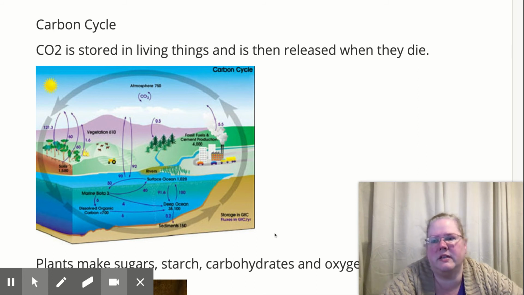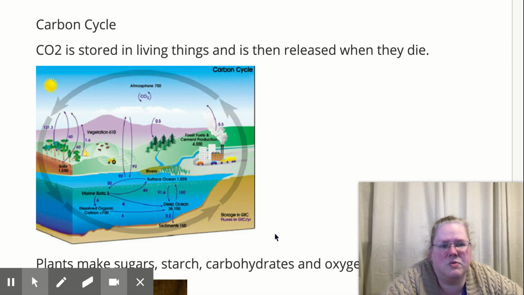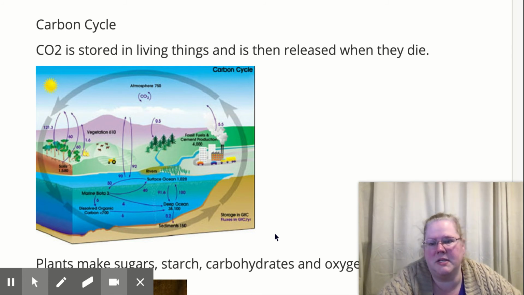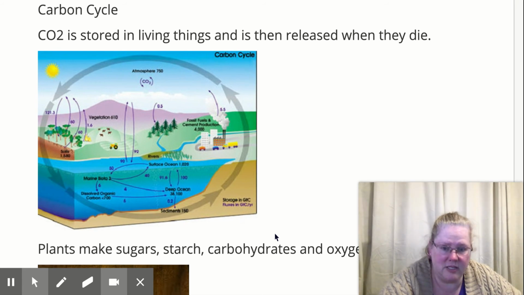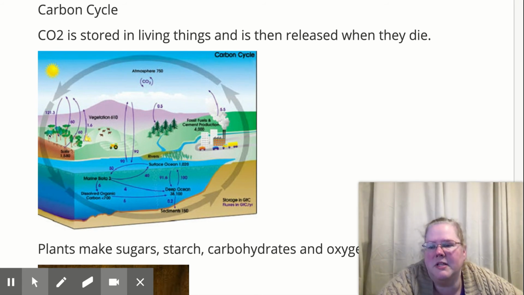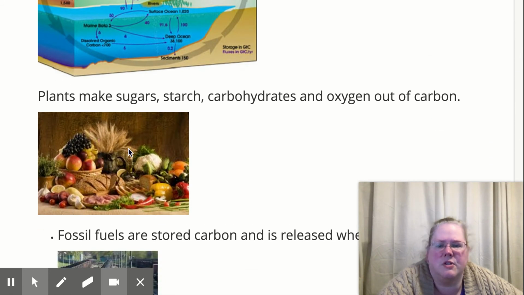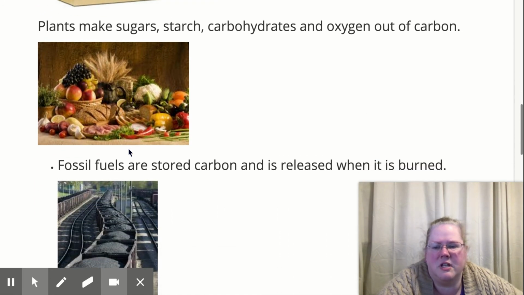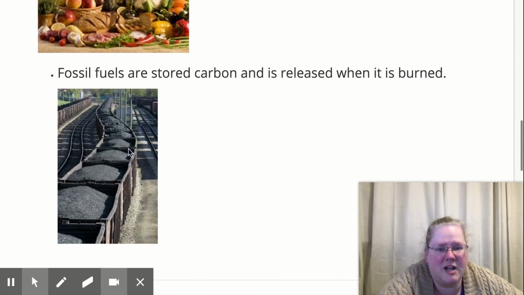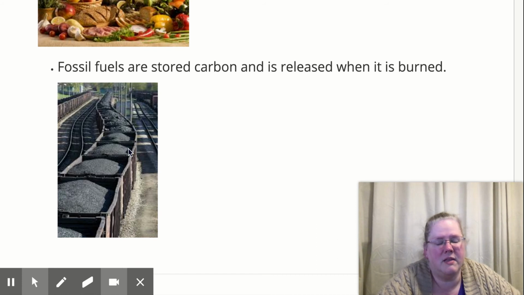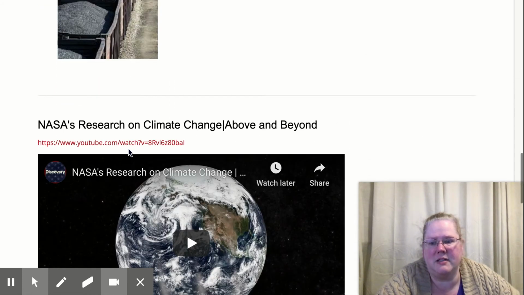So basically, CO2 is stored in living things and is used, and then when you die, it's released and set back out. I mean, it's literally a cycle like the water cycle. It's trapped in plants, and they use it to create food, and then something eats it, just like the video showed. So plants use it to make sugars, starches, carbohydrates, and oxygen out of carbon. Fossil fuels then are the stored carbon that, as we burn it, we release it back into the atmosphere.